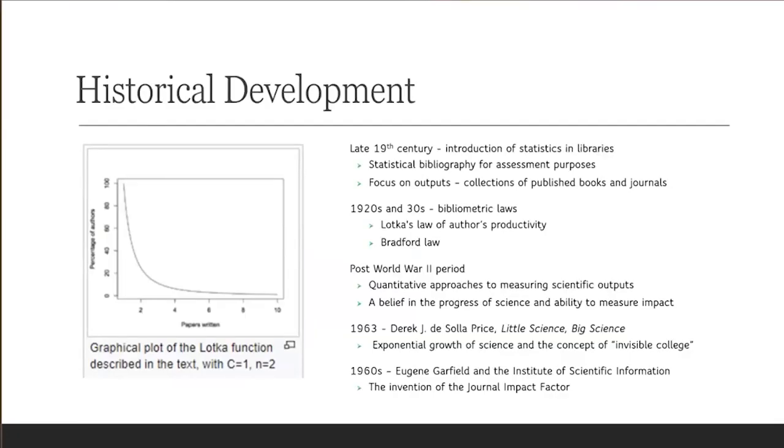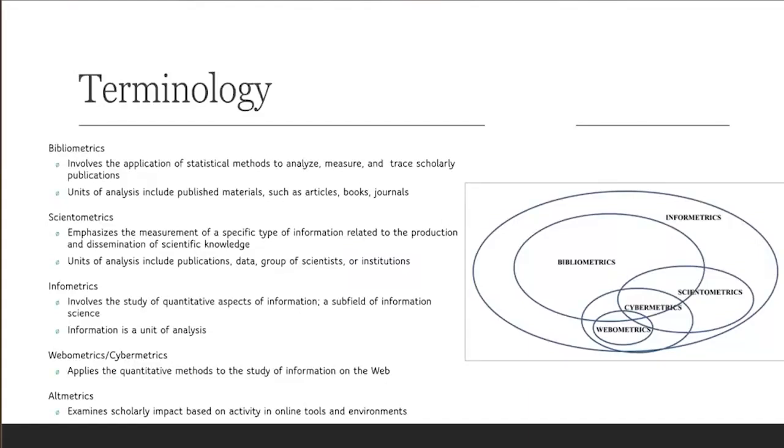Fast forwarding, because we started a little late. In the 1960s, Eugene Garfield and the Institute of Scientific Information came up with what is called the Journal Impact Factor, or the JIF. And that's mostly what we use at this point, the Journal Impact Factor.